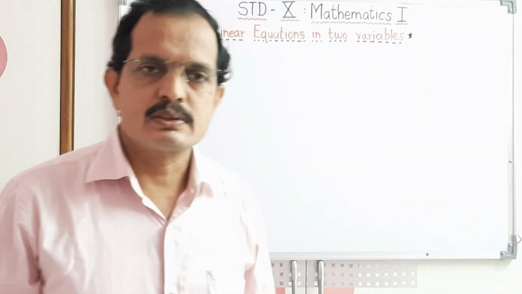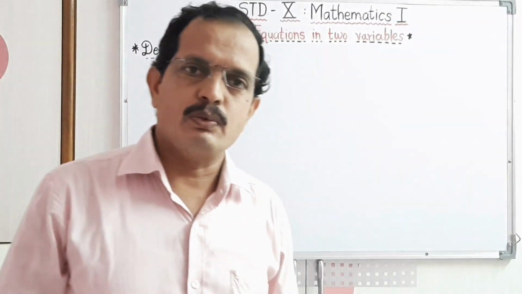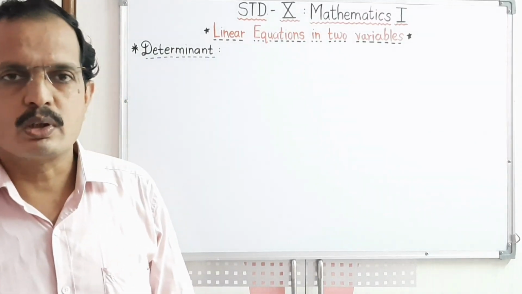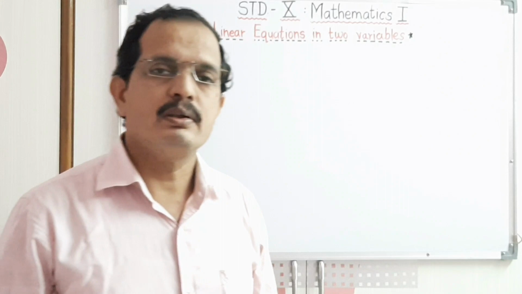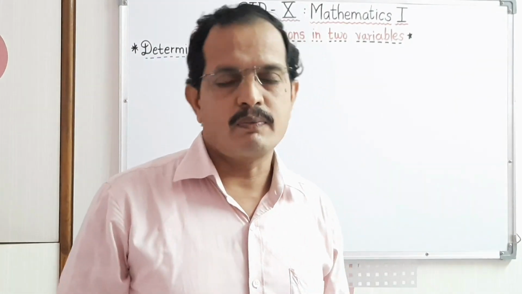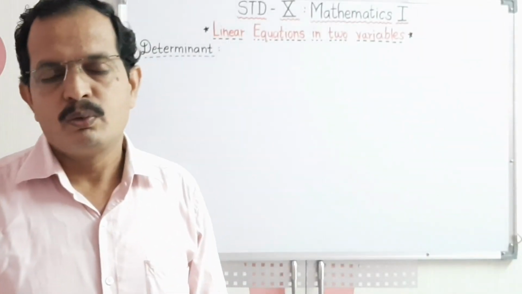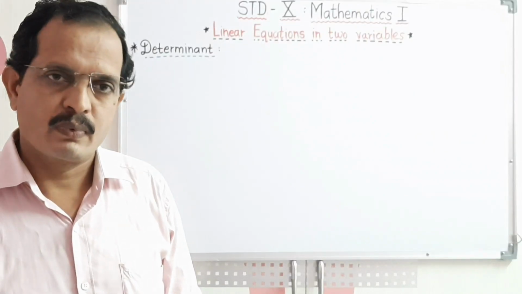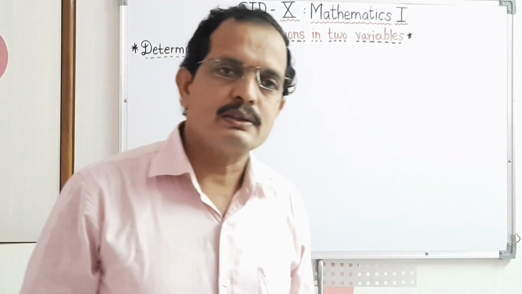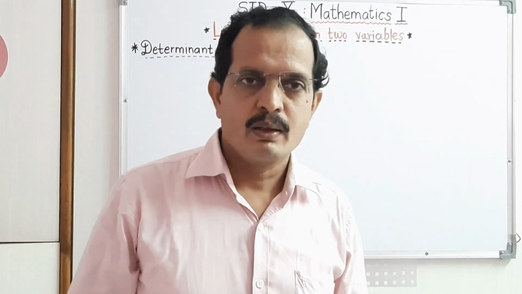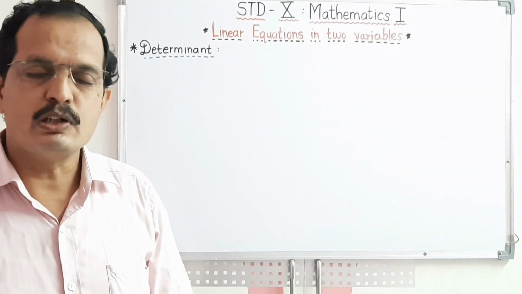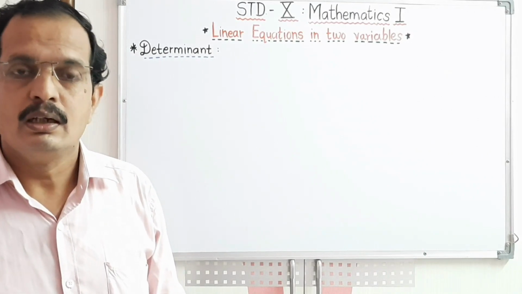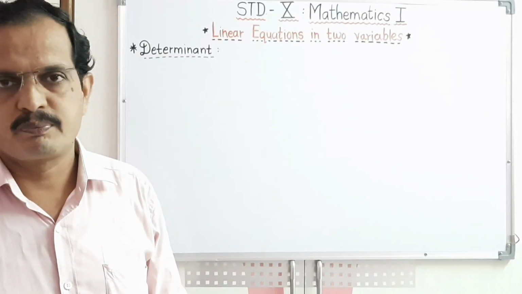Welcome dear students. In the last lecture we learned how to solve simultaneous equations by the elimination method and by the graphical method. Today we have to learn how to solve simultaneous equations by using Cramer's rule. That method is also called the determinant method.